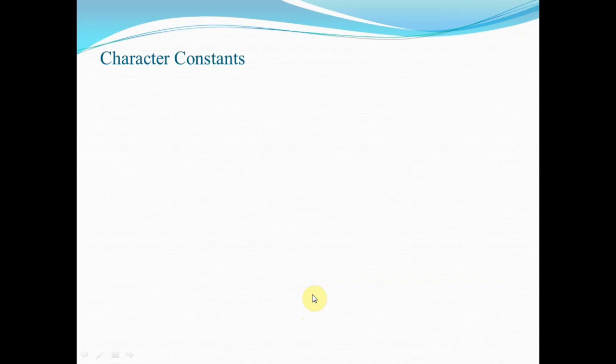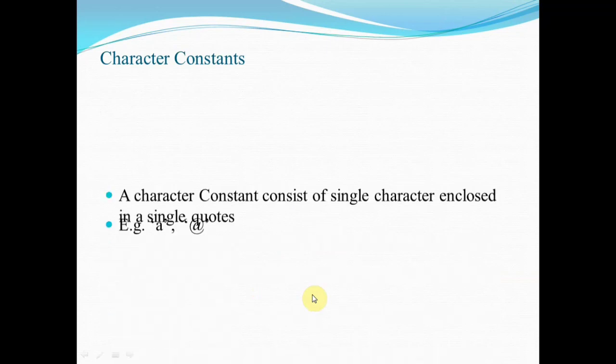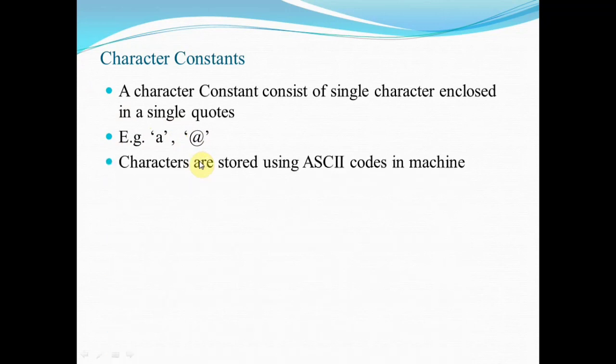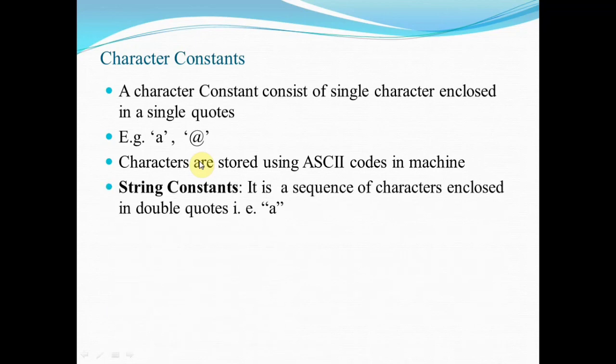The third type of constant is a character constant. A character constant consists of a single character which is normally enclosed in single quotes. So this is an example of a character constant, where you can see the letter A enclosed in single quotes. Any other character enclosed in single quotes is considered a character constant. Normally these characters are stored as ASCII codes in our machine. That is very important.